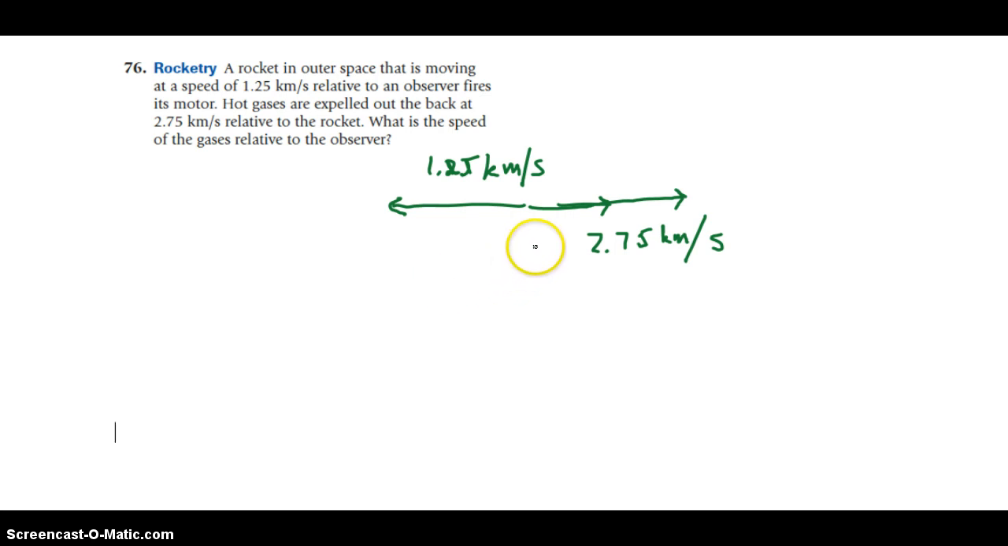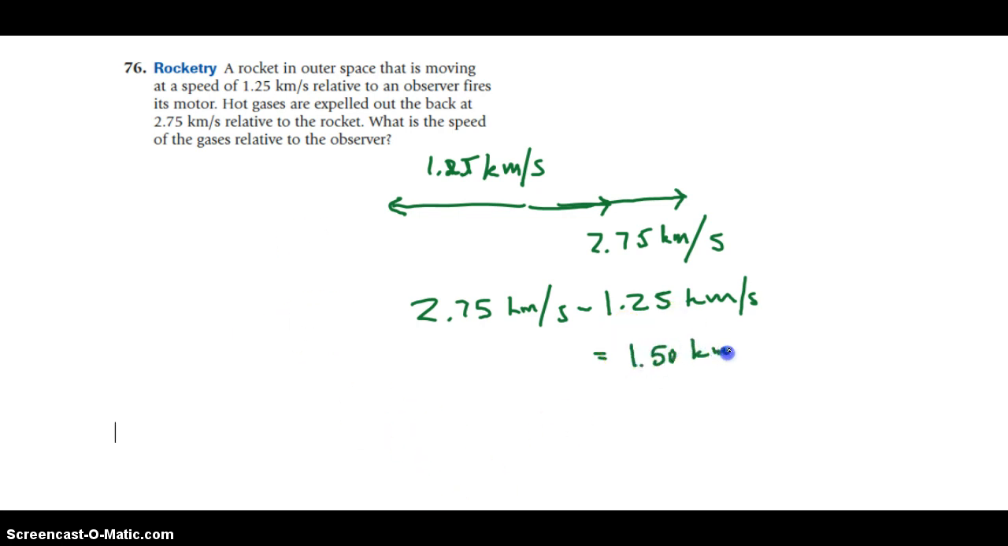We know that if the rocket were still compared to the observer, they would see those gases released at 2.75 kilometers per second. But since the rocket does move the opposite way with a velocity, that velocity is kind of going to slow it down a little bit to the observer. So we're going to end up with 2.75 minus 1.25 to get a final answer of 1.50 kilometers per second.